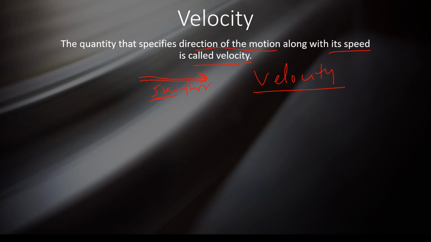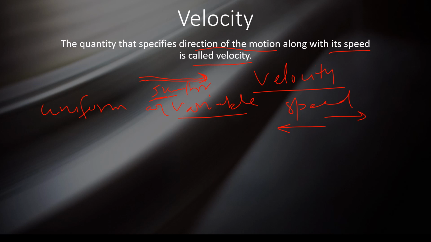Velocity can also be uniform or variable. Uniform means it travels with the same rate in the same direction. Variable means maybe its direction is also changing and the rate is also changing. So velocity is the speed of an object in a specified direction. Suppose in this direction or this direction. So in velocity we specify direction also.